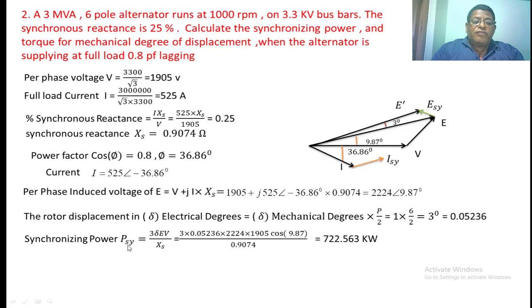Now synchronizing power Psy is equal to 3 delta E V by Xs. Substitute all the values. Here you take the cos of the angle between E and V. Finally you are getting 722.563 kilowatts. Synchronizing torque is equal to this power divided by the angular synchronous speed. We are getting the value 6900 Newton meter.